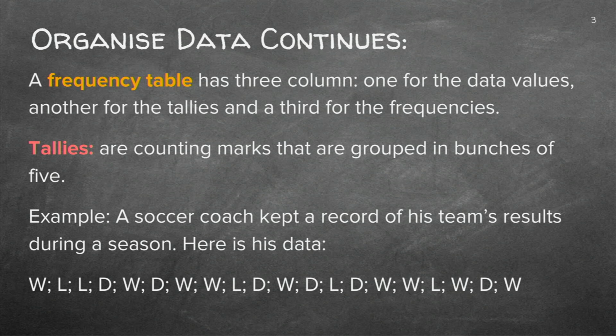A frequency table has 3 columns. I think we must say columns, right? One for the data values, another for the tallies, and a third for the frequencies. Now that might not make any sense to you, but don't worry, I'm going to explain.